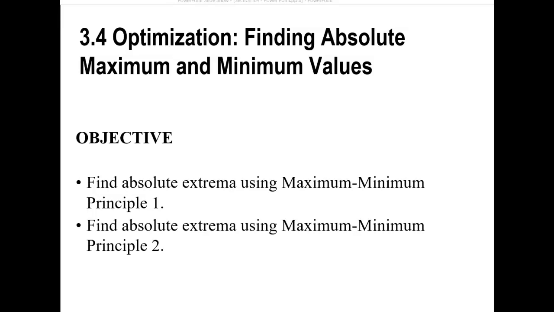In this video, we're going to cover section 3.4 on optimization, finding absolute maximum and minimum values. It's a continuation of what we've done so far in chapter 3, only so far we've just talked about relative maxes and mins. So this is how to find, when possible, absolute maxes and mins.